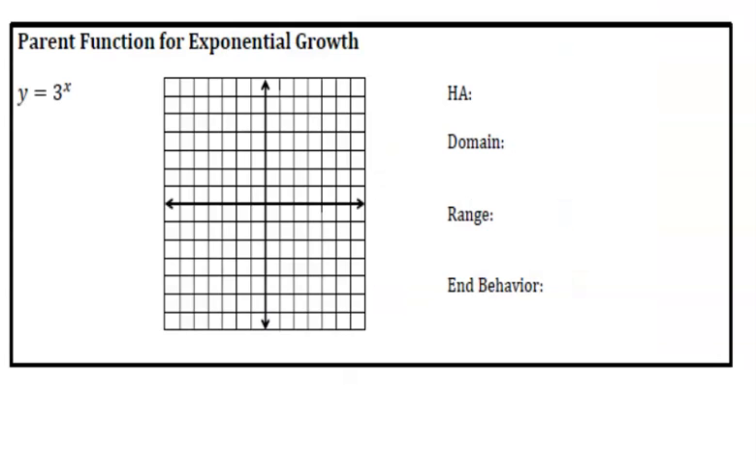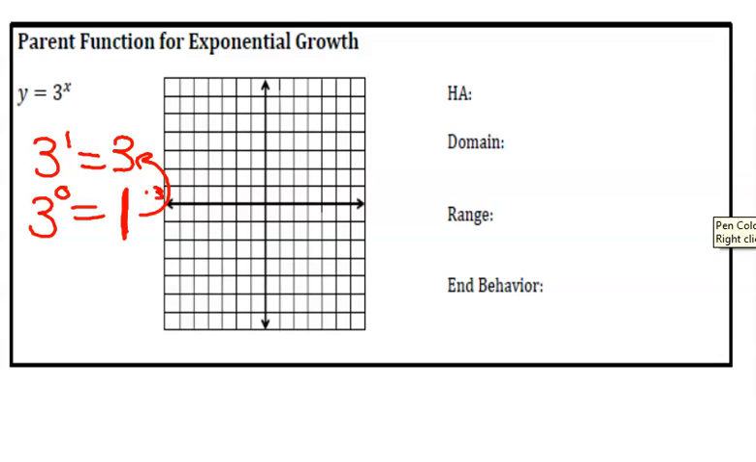I want to remind you guys, what does 3 to the x mean? So I'm going to make a little chart. If I had 3 to the 0, that would equal 1. Anything to the 0 power is 1. Why? Because 3 to the first power is 3. How do I get from 1 to 3? I times it by 3.